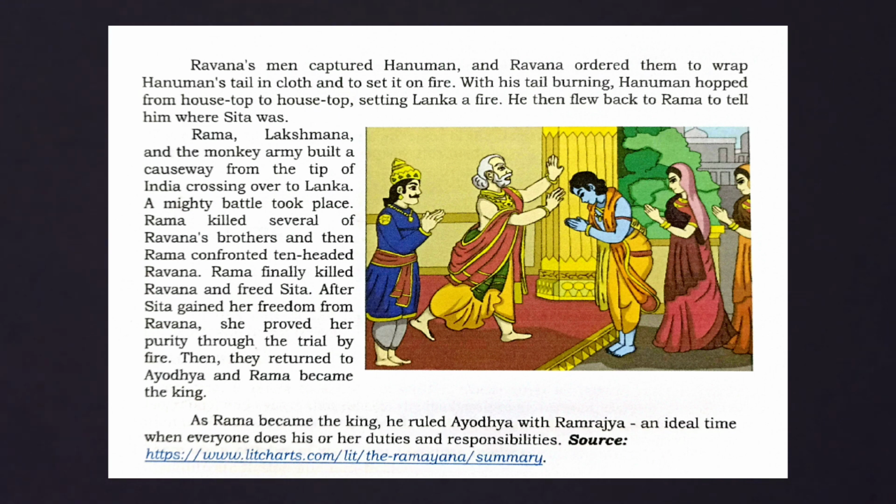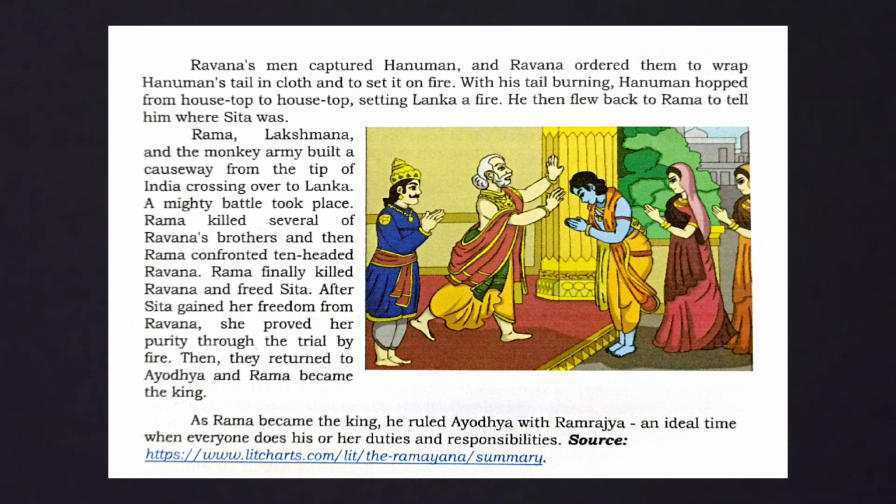Rama, Lakshmana, and the monkey army built a causeway from the tip of India, crossing over to Lanka. A mighty battle took place. Rama killed several of Ravana's brothers, and then Rama confronted 10-headed Ravana. Rama finally killed Ravana and freed Sita.